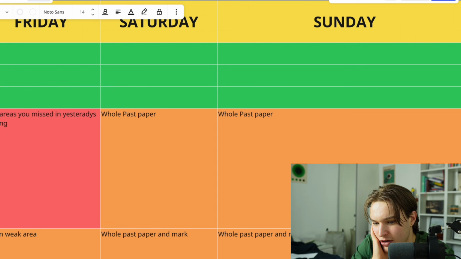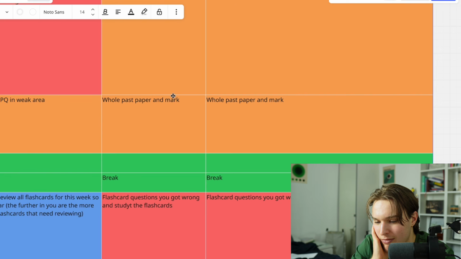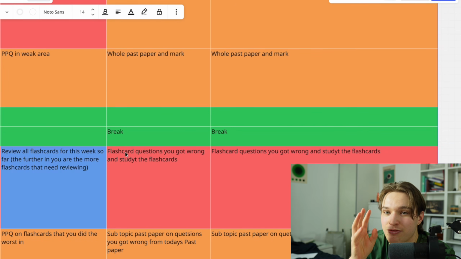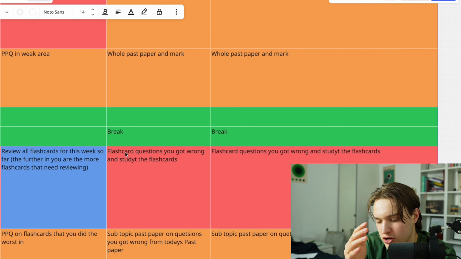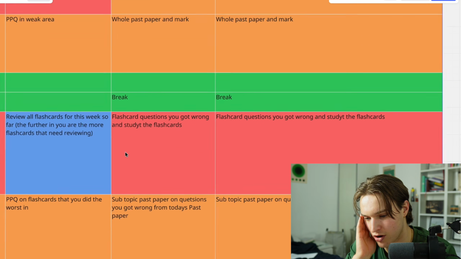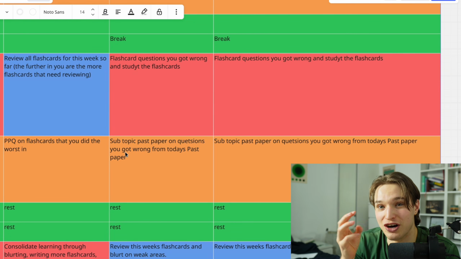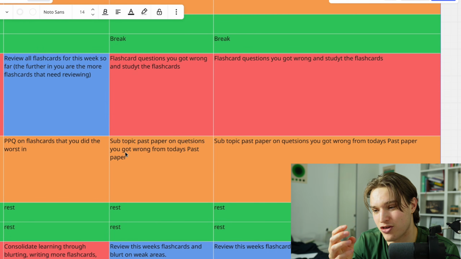Then come off it, back onto your timetable. Do the whole past paper and mark it. Then you need to have a break, then flashcard the questions you got wrong. You need to learn from past paper questions. If you don't learn from a past paper, you've wasted your time. Okay, so flashcard all the questions you got wrong. Then, on the stuff you got wrong, topic questions on that.